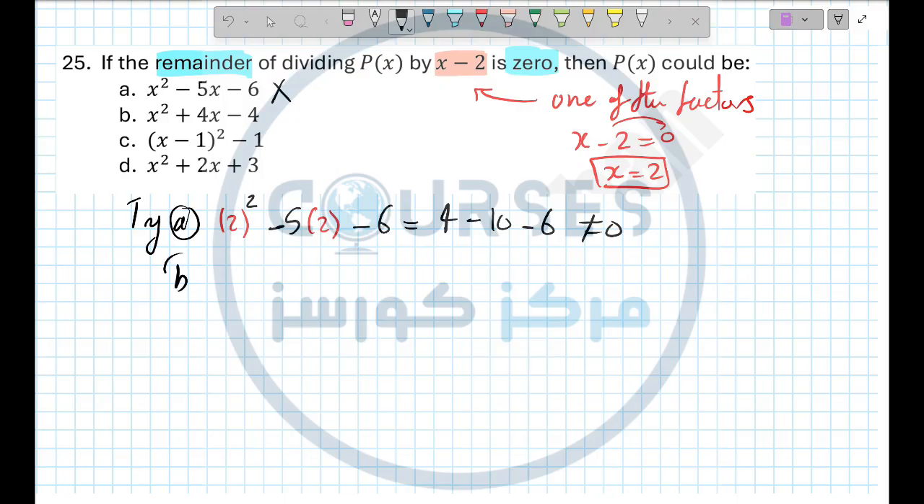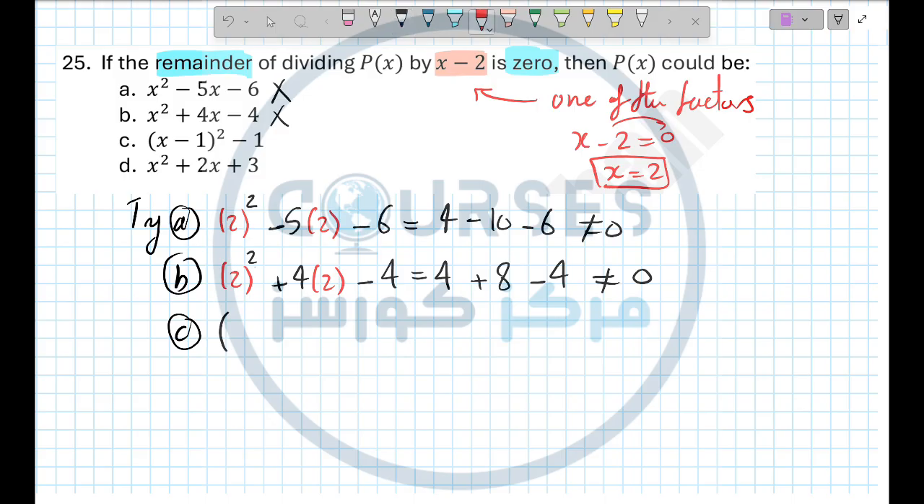Okay, let's try B. Remove x and put 2. So that's going to be 2 squared plus 4 times 2 minus 4. That's going to be 4 plus 8 minus 4. Again, this isn't equal to 0. Try C.